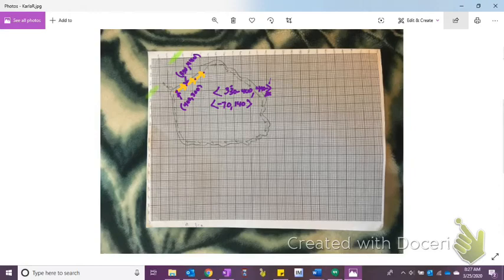So the magnitude of this vector is going to be the square root of negative 70 squared plus 140 squared. And that gives you the magnitude. Then you're going to do that for each of your vectors all the way around.